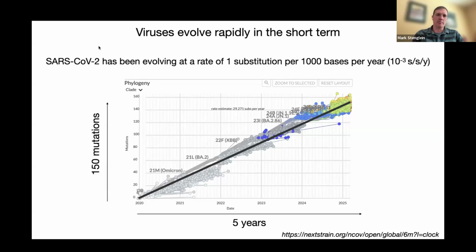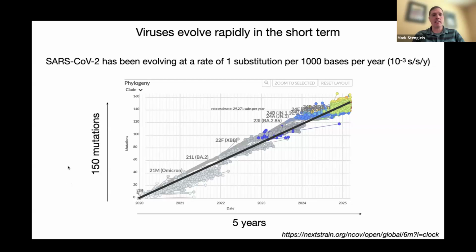So I think everybody can appreciate the idea, and this is sort of dogmatic, that viruses evolve rapidly in the short term. Probably the best data that supports this is from the millions of sequences that have been generated for SARS-CoV-2. With all those sequences, you can generate plots like this that show that SARS-CoV-2 is evolving rapidly at a steady rate of about one mutation per 1,000 bases of its genome per year. And this is pretty linear evolution over time.